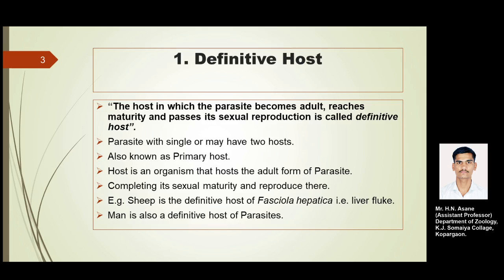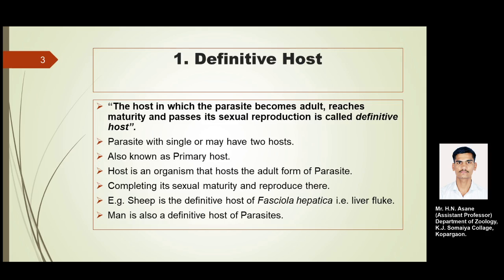But if a mosquito bites the man, that means the man is the definitive host of the Plasmodium. The definitive host is one in which a parasite reaches sexual maturity and undergoes reproduction. It is mostly a vertebrate. So the definitive host is probably or mostly a vertebrate. Vertebrate means those animals which have the vertebral column.